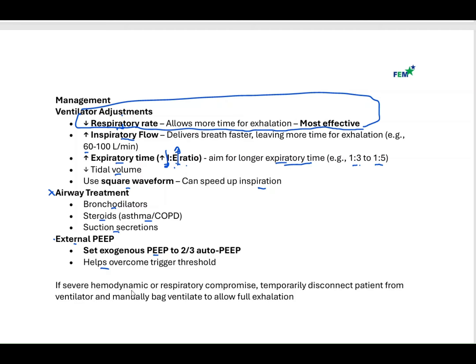And if the patient is severely hemodynamically unstable or they have respiratory compromise, it might be safe to just disconnect them from the vent, allow them to be able to exhale, and then manually bag the patient to allow full exhalation. Once their hemodynamic status improves, then you can connect them back to the ventilator with your new adjustment, whereby you decrease the respiratory rate.